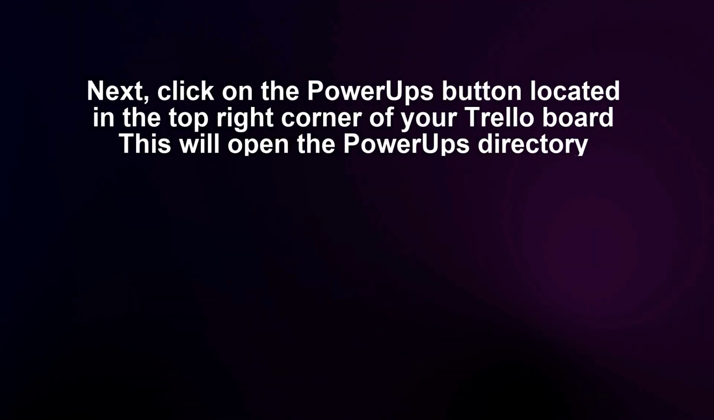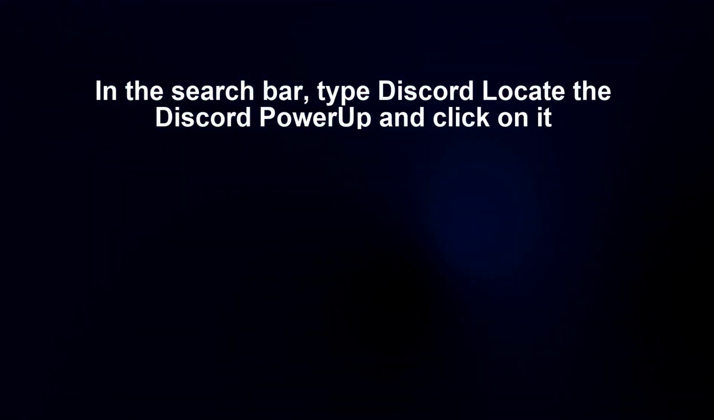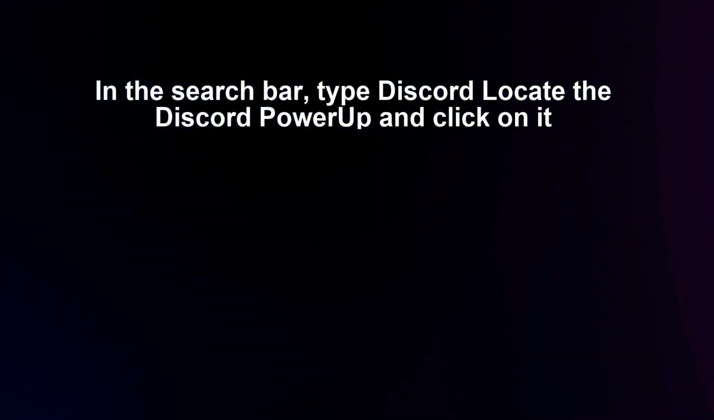First, head over to Trello and open the board you want to connect to Discord. Next, click on the PowerUps button located in the top right corner of your Trello board. This will open the PowerUps directory. In the search bar, type Discord, locate the Discord PowerUp and click on it.